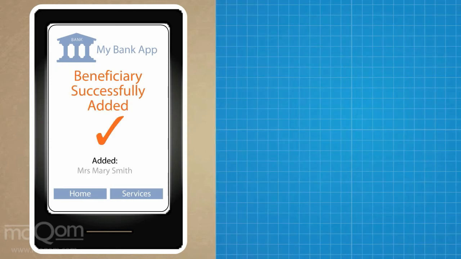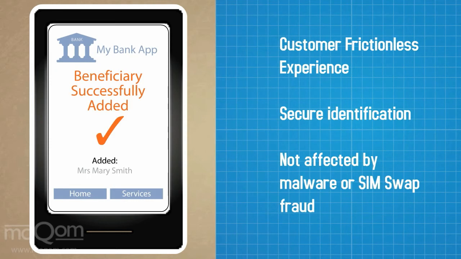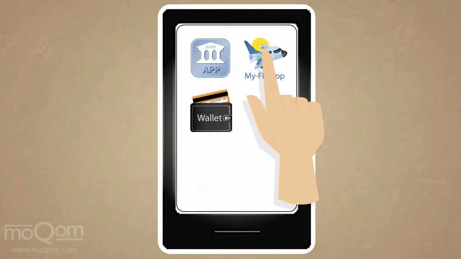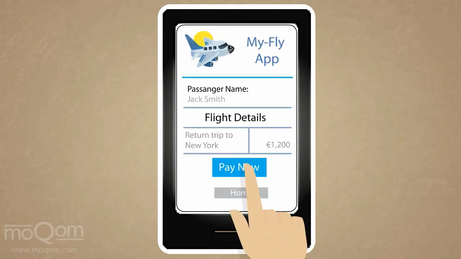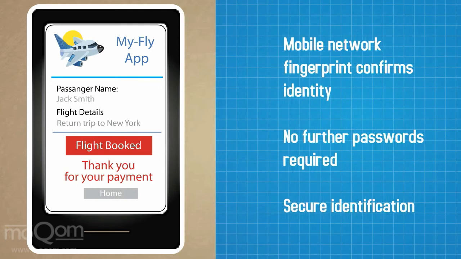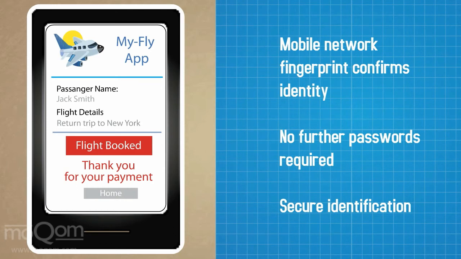Importantly, Jack's frictionless experience did not require him to enter any sensitive identity information which could be stolen or compromised by malware on his phone. When Jack paid for his flight, moQom automatically confirmed his identity using his unique digital ID. Jack's bank did not need him to enter a password to enable their mobile 3D secure or host card emulation service.